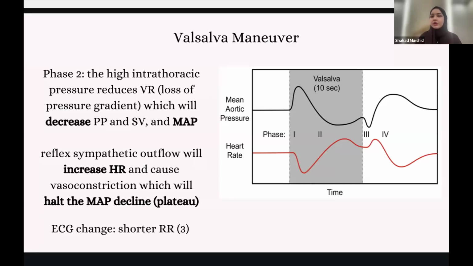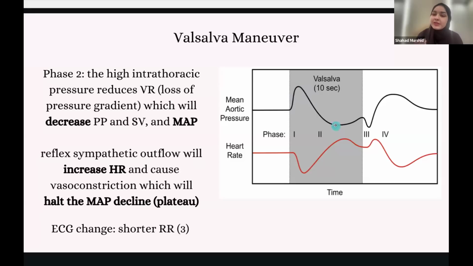So the veins are not going to want to go up there because the pressure is high. So the venous return is going to decrease. And what's this going to cause? It's going to cause the mean arterial pressure to decrease, because you have less venous return, and in turn you have less cardiac output. So your blood pressure will decrease. Your mean arterial pressure will decrease.